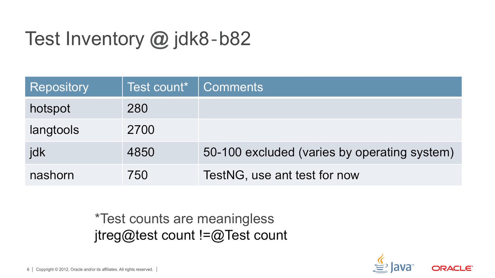We also have the Nashorn tests, and they have about 750 tests at this time. They're run in a slightly different way via Ant, and we'll talk about how tests run later on. Now, one thing to say is the test counts on this slide are completely meaningless. What we talk about for test count does not correlate with assertion count or anything like that. We can think of this almost as test source files rather than assertions.